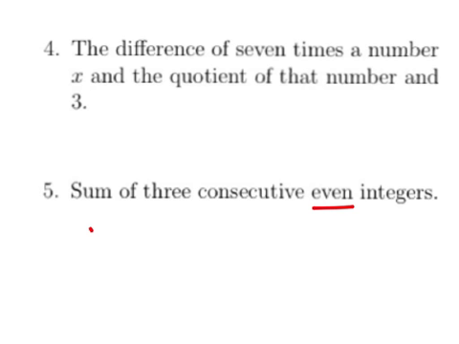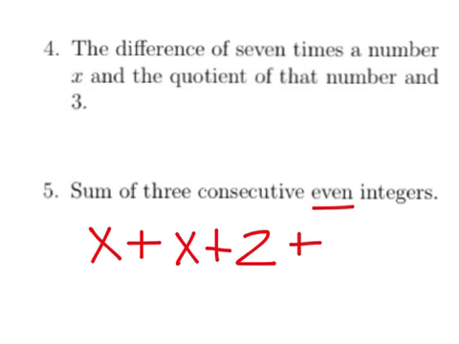For number 5, if you need the sum of 3 consecutive even integers, then it's going to be x for the first one. But how much greater is the second even integer than the first? 2. So the next one is represented as x plus 2. And then how much higher is the third one than the first one? 4.